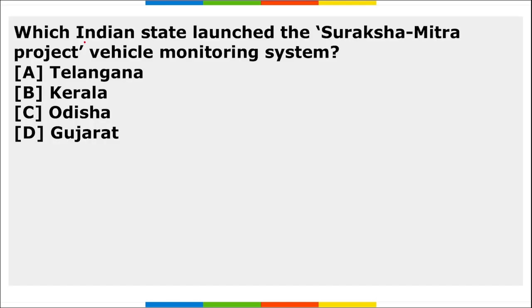Moving on, next question is which Indian state has launched the Suraksha Mitra project vehicle monitoring system? This Suraksha Mitra project vehicle monitoring system was launched by which state? It was launched by Kerala. In case of any accident, the system sends distress message to the owners of the mobile phones. The project was launched under the Nirbhay scheme and has become operational in Kerala to make road travel more safe. So it was launched by Kerala.